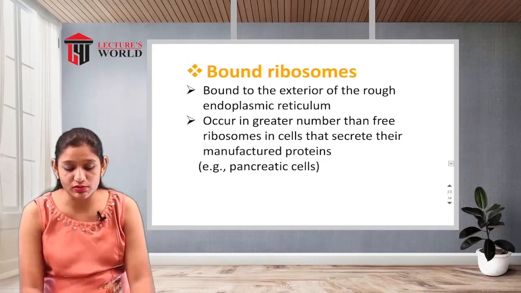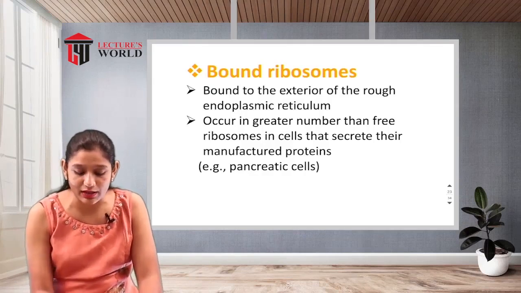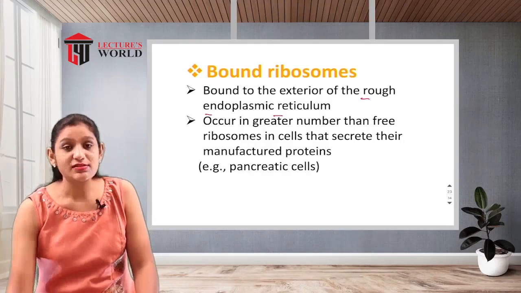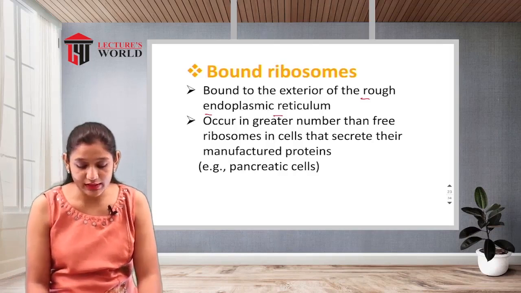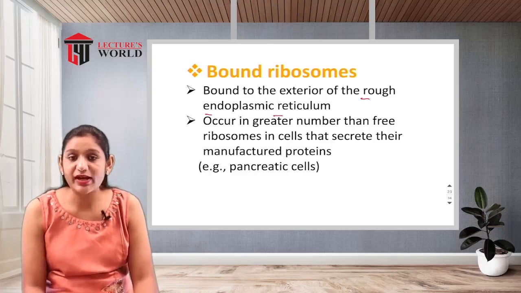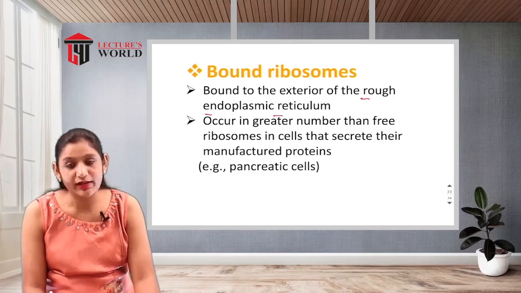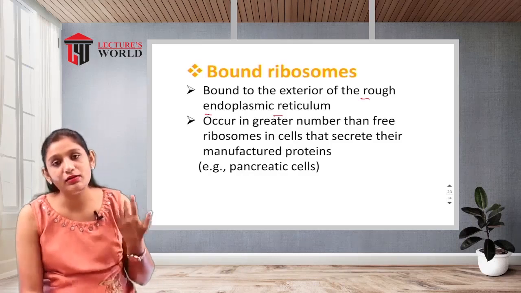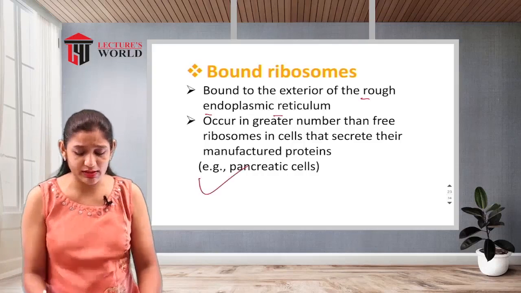Now, bound ribosomes are bound to the exterior of the rough endoplasmic reticulum, the RER, which generates specific proteins. They occur in greater numbers than free ribosomes in cells that secrete their manufactured protein, like pancreatic cells. This is an example, where a greater number of ribosomes is found. Whatever type of protein is generated, the translation process is there. Here we are talking only about the pancreatic cell.